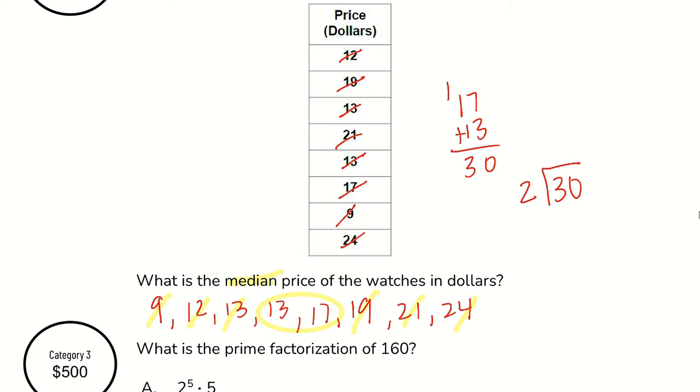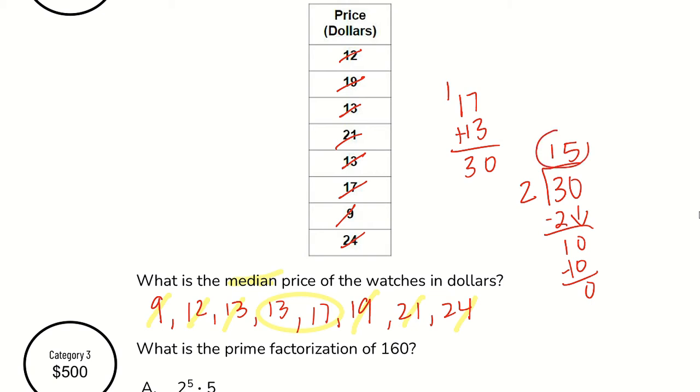2. 2 goes into 3 one time. And that is 2. We subtract. Bring down our 0. 2 goes into 10 how many times? 5 times, which is 10. We subtract and get 0.